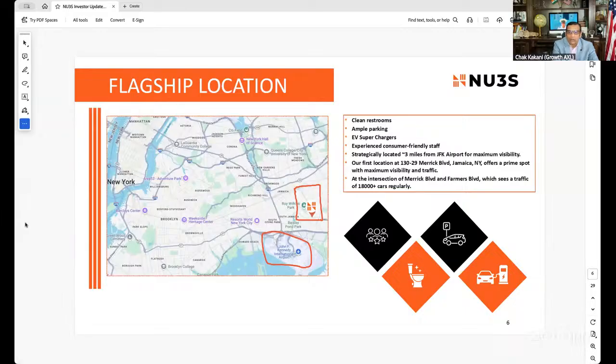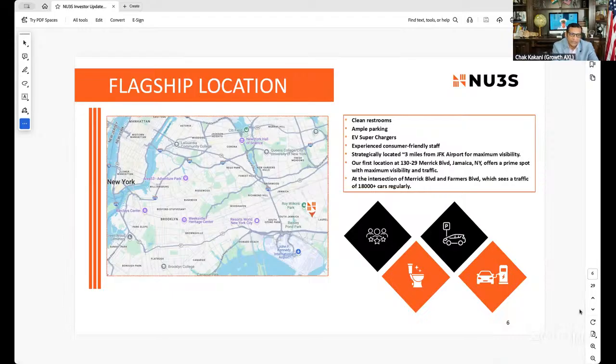One of the things I want to mention is the prime spot with maximum visibility and traffic, right? This is strategically located so close to John F. Kennedy Airport. And this intersection has 18,000 plus cars daily going through. Think about that. That's like Las Vegas Boulevard, okay? Think of Las Vegas in New York, right? Business wise. Clean restrooms, ample parking, EV superchargers, and very experienced, customer friendly staff. That's one of our highlights.